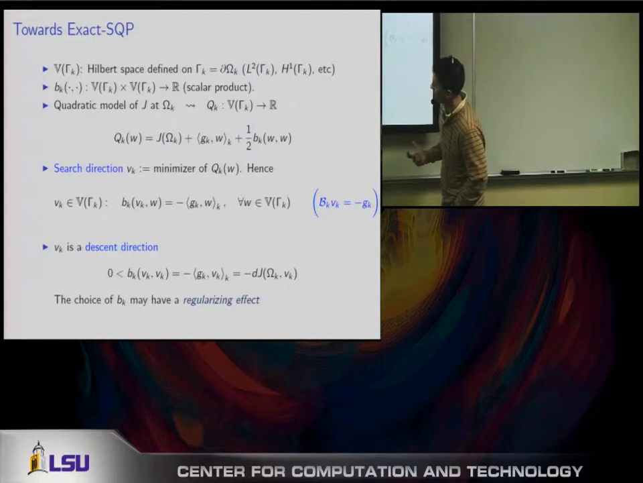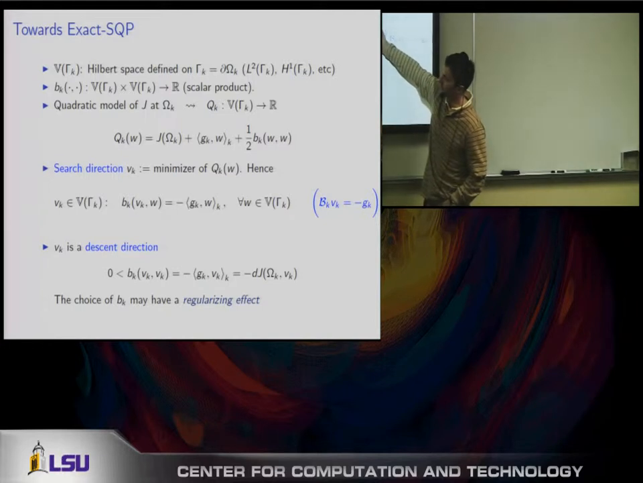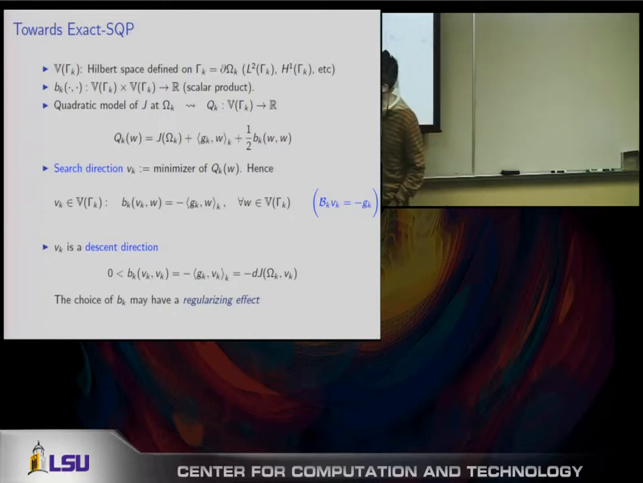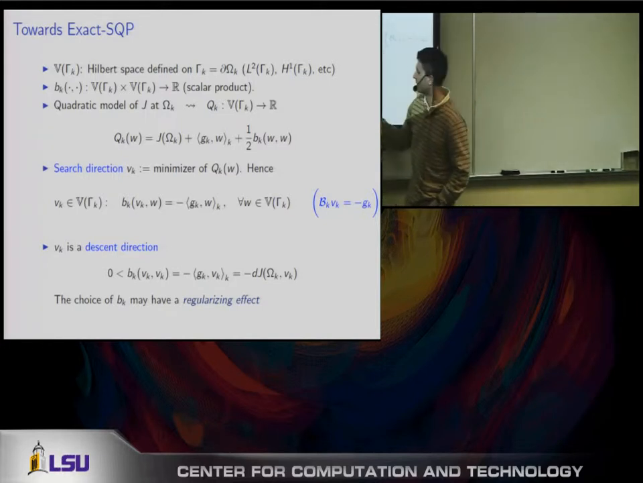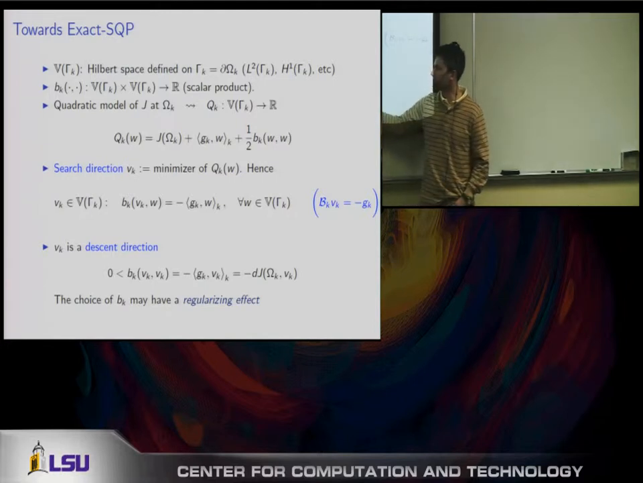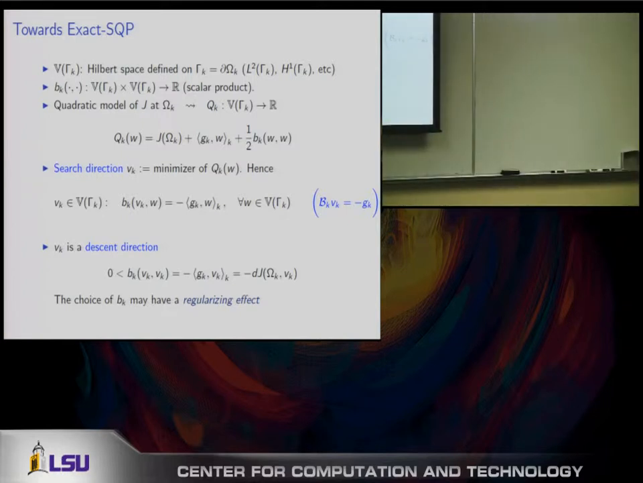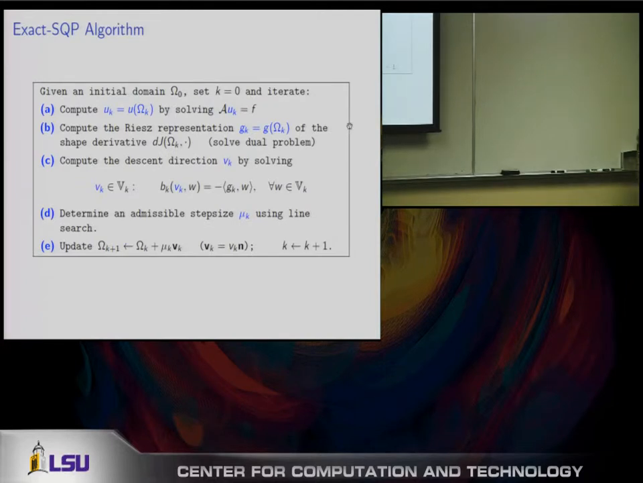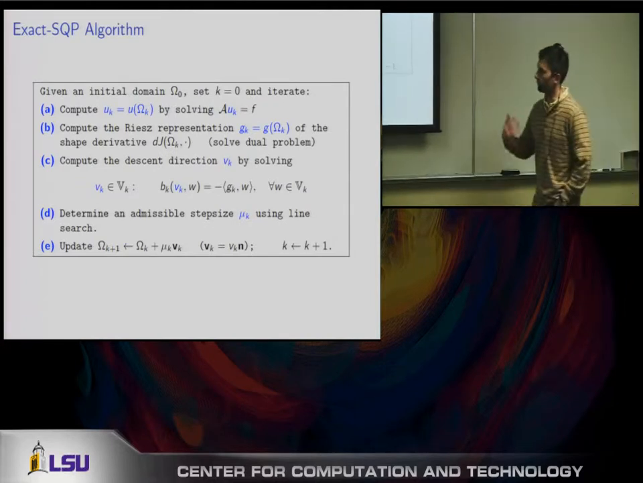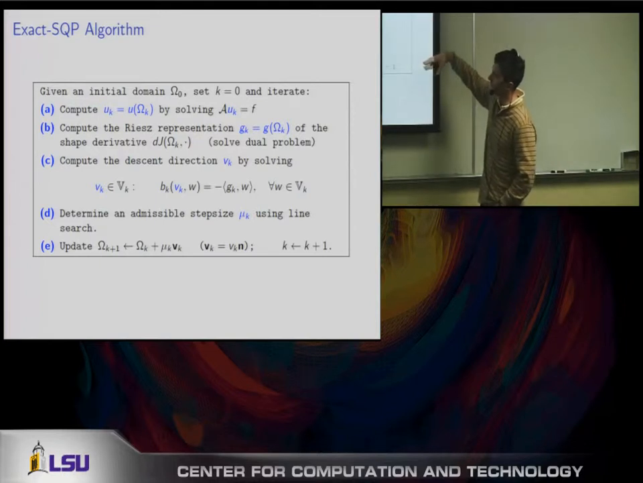Maybe that's coming in the next slide. Sorry about that. So this is a search direction, and it's easy to prove that it is a descent direction, meaning that if you move in that direction, the shape derivative is positive, so minus the shape derivative is negative. And once you have a descent direction, what you want to do is to find a step size to advance in that descent direction. So these are all the steps of the exact algorithm.